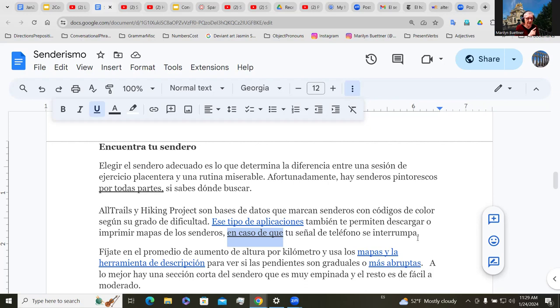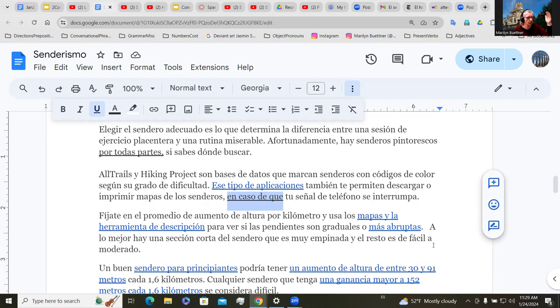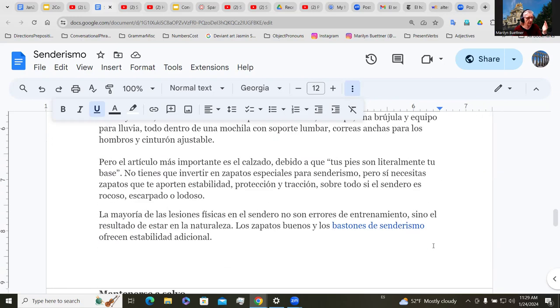So, tu señal de teléfono se interrumpa. Se interrumpa comes from interrumpir. Interrumpir, an IR verb. So that's why it's interrumpa. Bien? Okay. Perfecto. And we're going to stop it there.